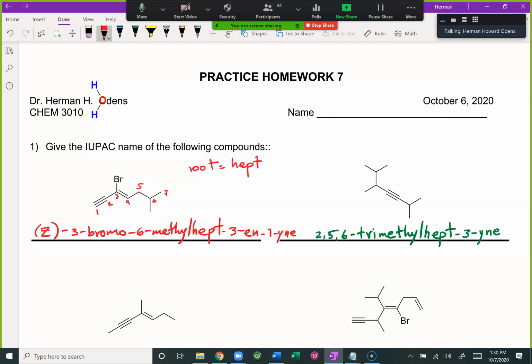All right, so where do we start counting? We start counting from the right. 1, 2, 3, 4, 5, 6, and 7. So we have a methyl on 2, 5, and 6, which becomes trimethyl. Hept is the root, and the ending will be yne. So we have a 3-yne. All right, Nima.